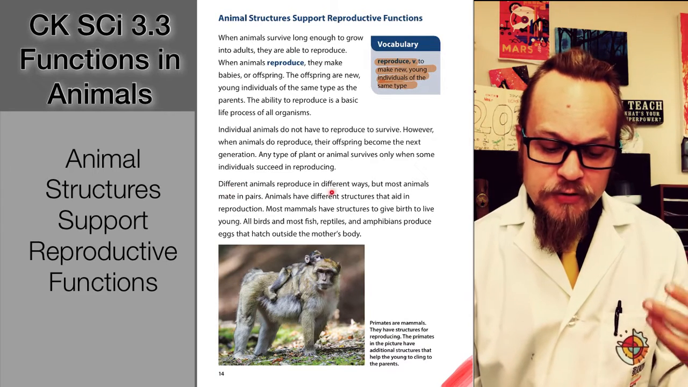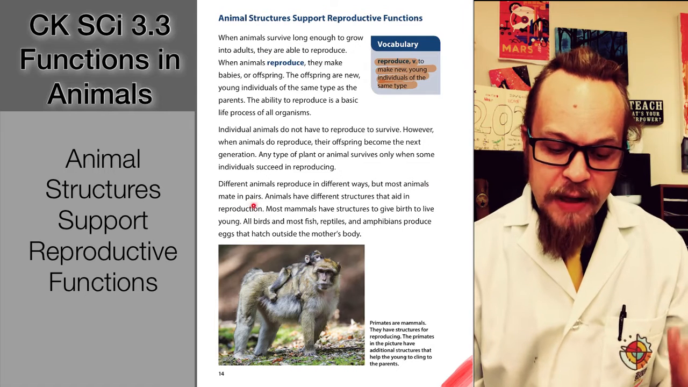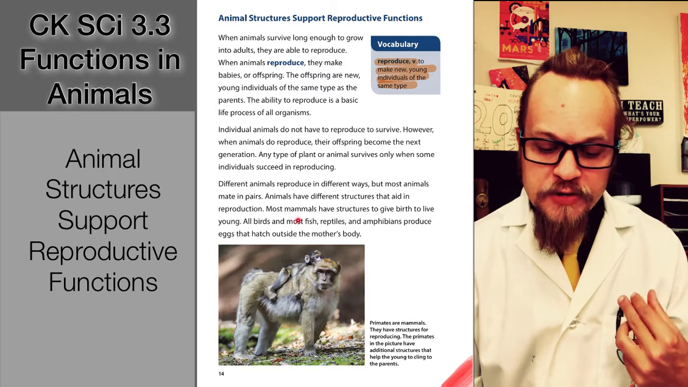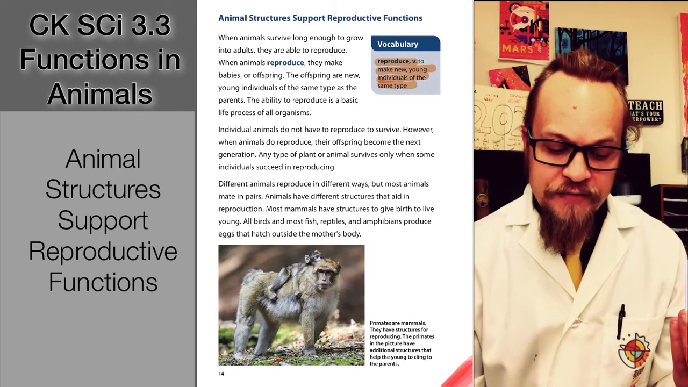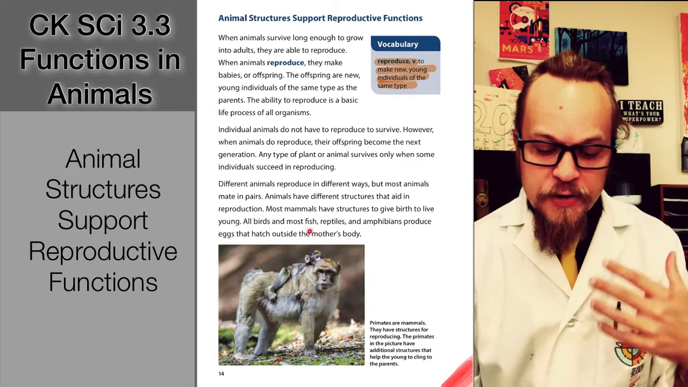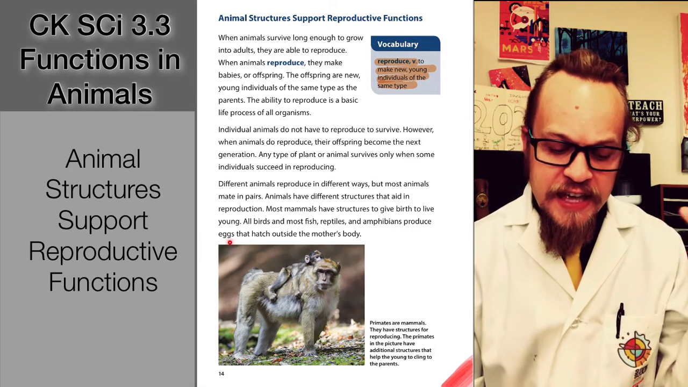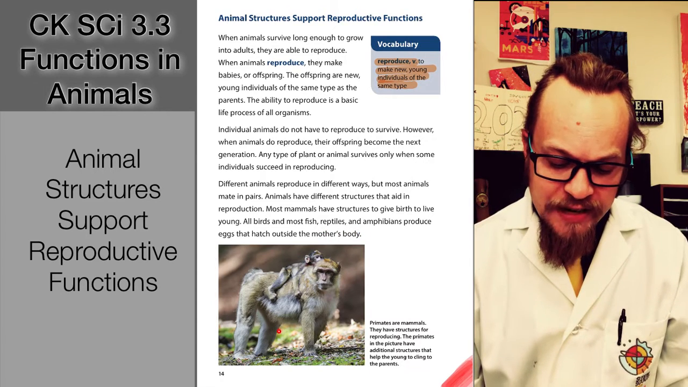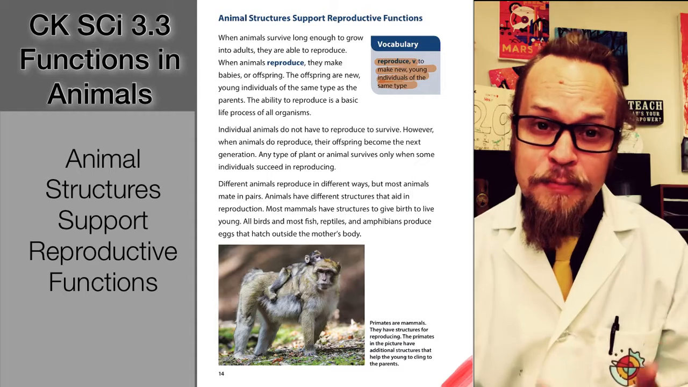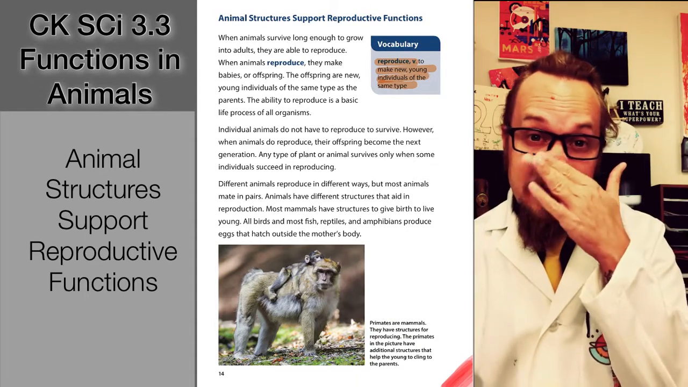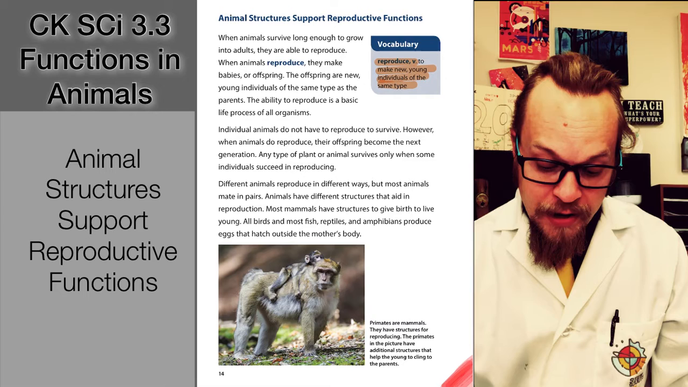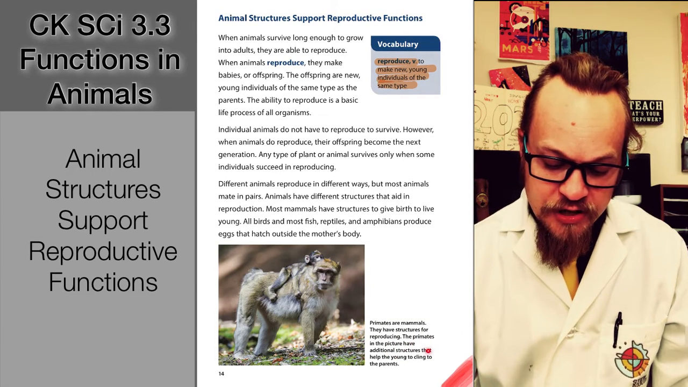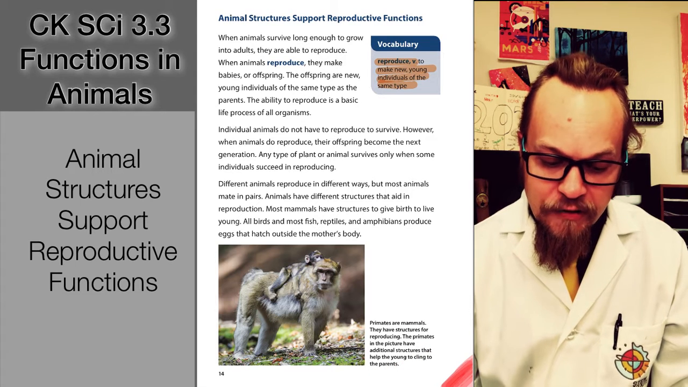Different animals reproduce in different ways, but most animals mate in pairs. Animals have different structures that aid in their reproduction. Most mammals have structures to give birth to live young, but all birds and most fish, reptiles, and amphibians produce eggs that hatch outside of the mother's body. So here we have an example of a primate. A primate, like this monkey, is a mammal, so they have live birth. Primates are mammals. They have structures for reproducing. The primates in this picture have additional structures that help the young to cling to their parents.